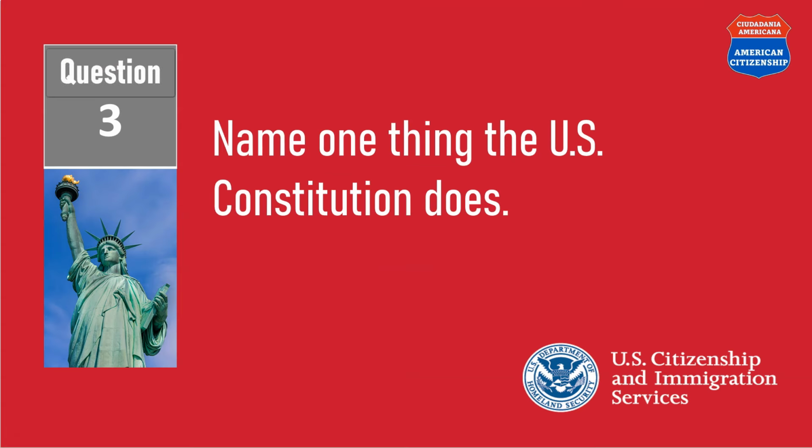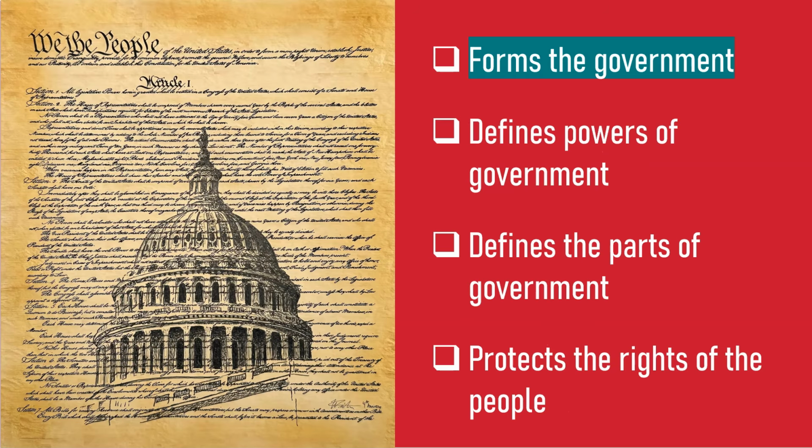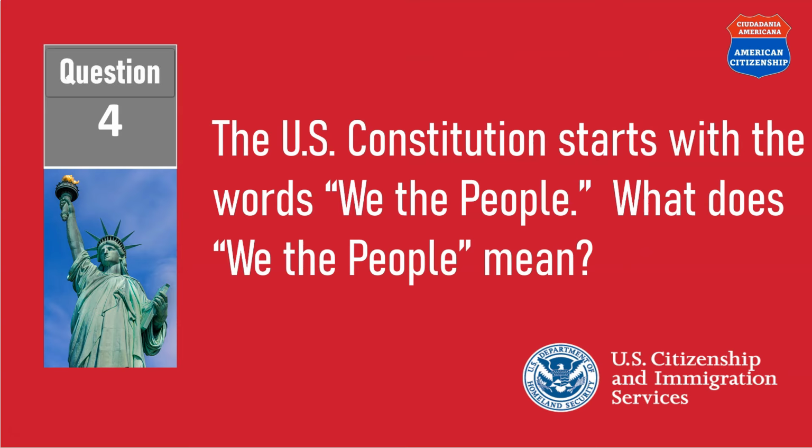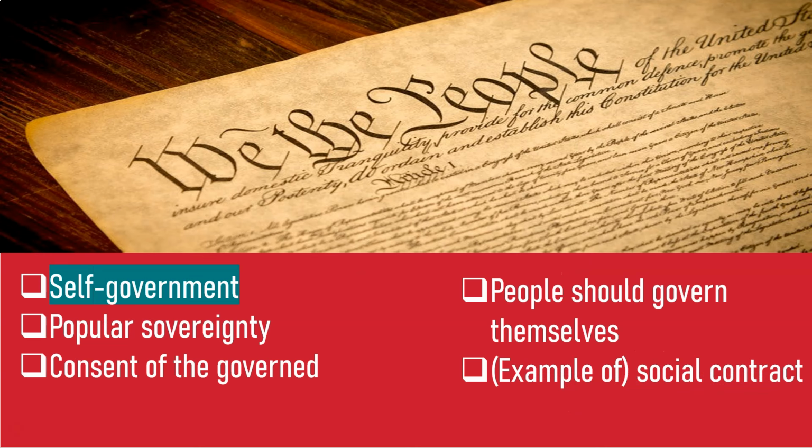Name one thing the U.S. Constitution does. Forms the government. The U.S. Constitution starts with the words "we the people." What does "we the people" mean? Self-government.